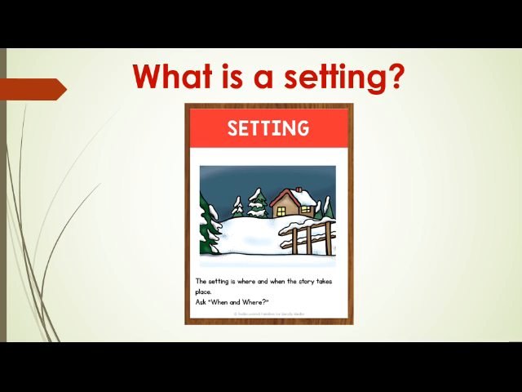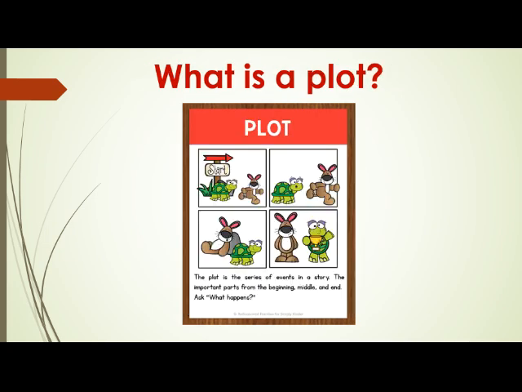The season in this picture I can see is probably winter. I see a lot of snow on the ground, on the fence, on the trees, on the cabin. So when can be as long as a season, as long as a year, as long as a lifetime. So setting considers where a story takes place and when it takes place. Our last focus is plot. What is a plot? The plot is the series of events in a story, the important parts from the beginning, middle, and end. You can ask yourself, what happens?